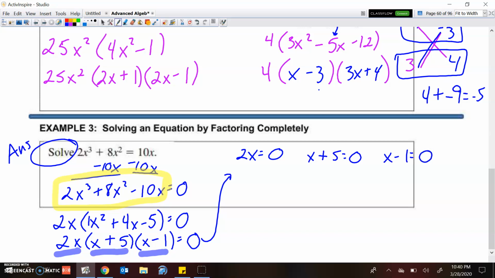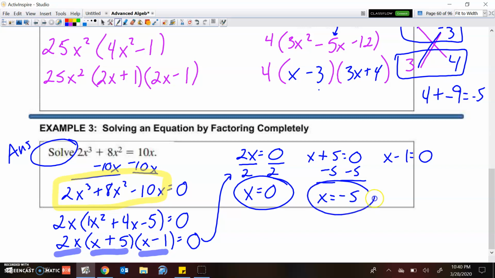All right, first one I'm going to solve, I divide by 2. 0 divided by anything is 0, so that's one answer. Okay, the next one, I'm going to subtract 5 on both sides. X equals negative 5. That's another answer. And lastly, I'm going to add 1 to both sides. X equals 1. That's my last answer. So if they ask me to solve it, these are the three things I would share.